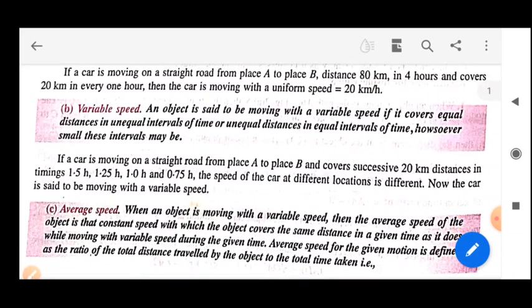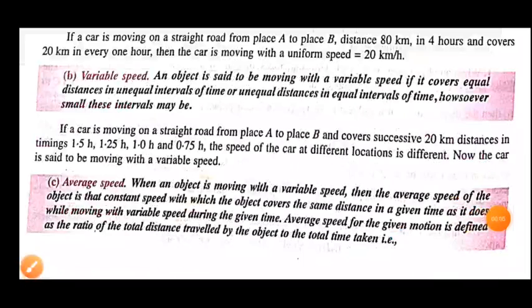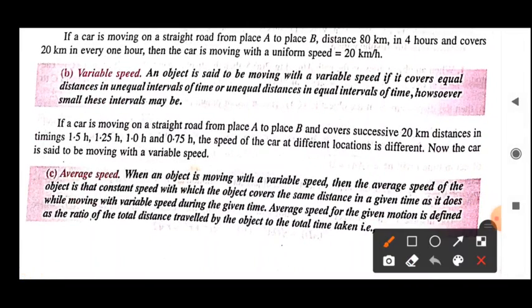So what is variable speed? An object is said to be moving with a variable speed if it covers equal distances in unequal intervals of time, or unequal distances in equal intervals of time, howsoever small these intervals may be. By the word variable, it means that the value of speed will change with time. So let's understand this statement by an example.